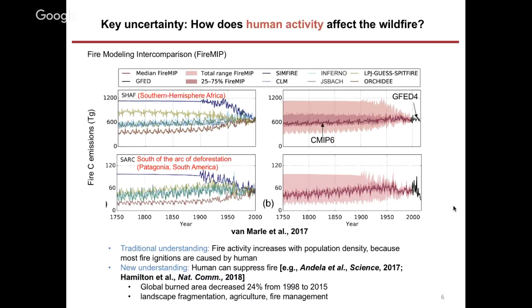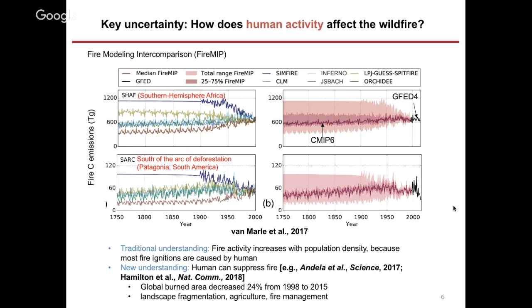If we take a closer look at the emission inventory we're using for the biomass burning, it actually largely relies on a fire comparison project called FireMIP. There are 6 different fire models, and we can see they don't agree with each other. Some models predict that the fire activity decreases over time, but some other models predict there's an increasing trend.